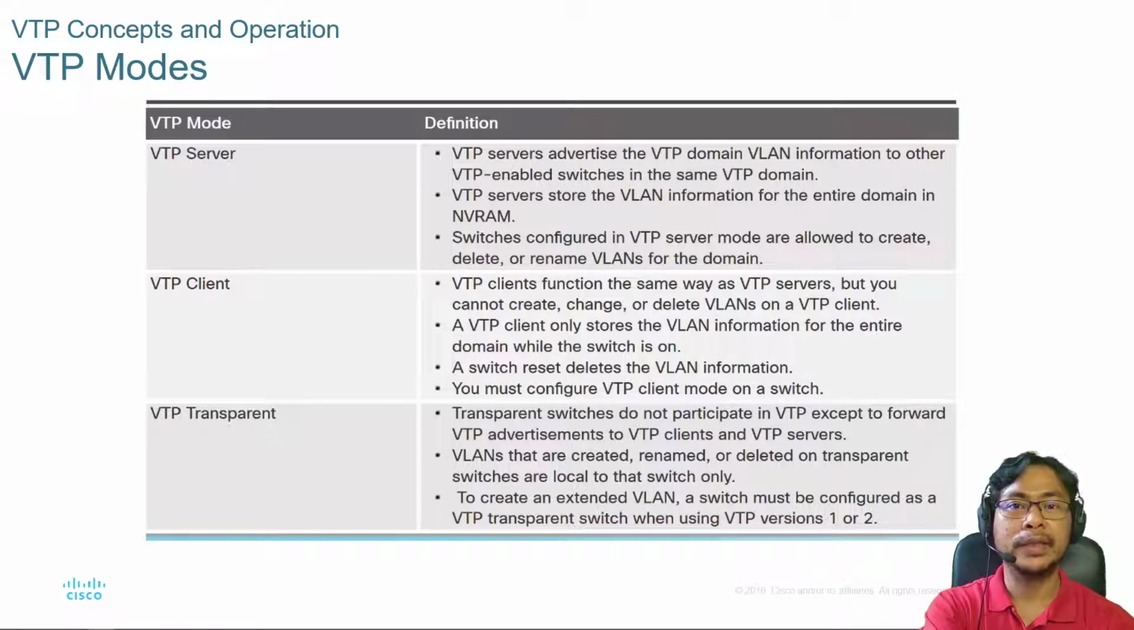Okay. The next one is the client. It has the same properties as the server, except that you cannot create, change, or delete VLANs using the client mode. I'll show it later. And then another thing is configurations are not saved in the NVRAM but only in the RAM. Okay. So as long as the switch is on, the configuration is there. Okay? Don't worry, because there are advertisements that are being sent by the server in any case something happened to the switch.